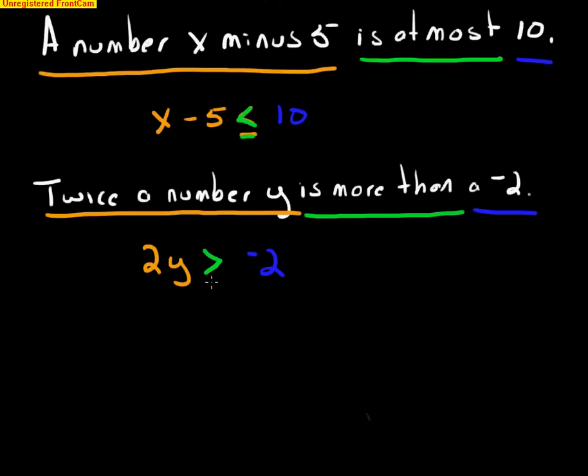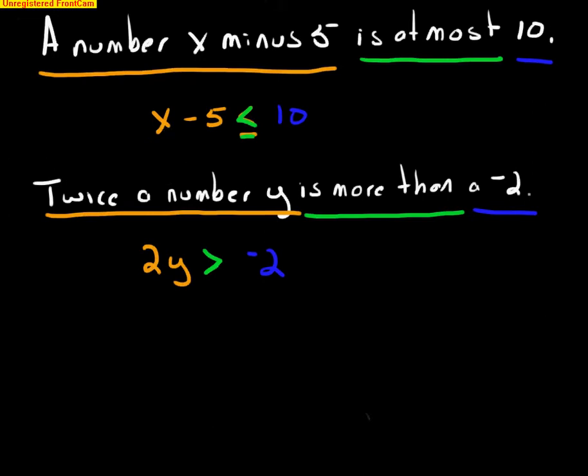So then I can decide, do I put an equal sign under that? Well, in this case we don't, because it says it has to be more than a negative 2. So it can't actually be negative 2. So we're just going to leave it just like this. So it's 2y is greater than negative 2. Okay, so there's a couple examples.